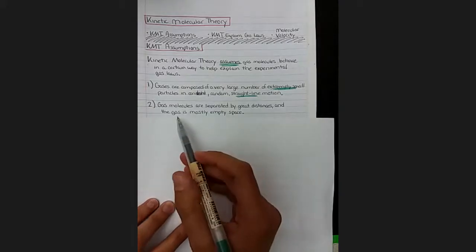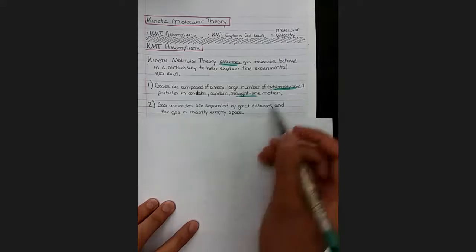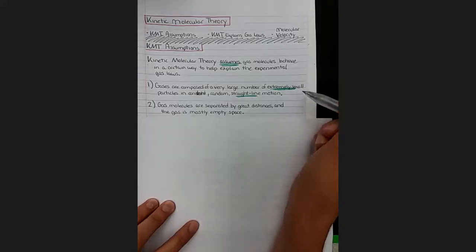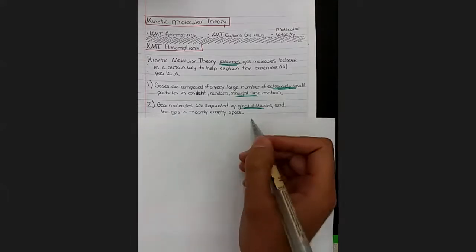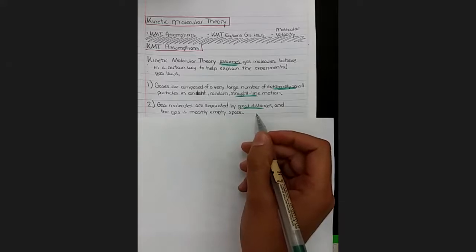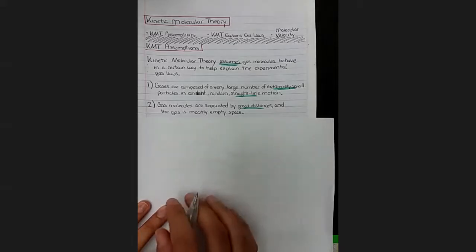Second assumption, gas molecules are separated by great distances, and the gas is mostly empty space. So in the first one, we said the particles are extremely small, and what we mean by extremely small is much smaller than the distance between two particles. So this is like if there was a football field, there would be one person at the home team field goal and one person at the opposing team field goal. That's how much space there is on a molecular scale between two particles, very, very much larger than the size of a particle. And so because of that, the gas is mostly empty space.